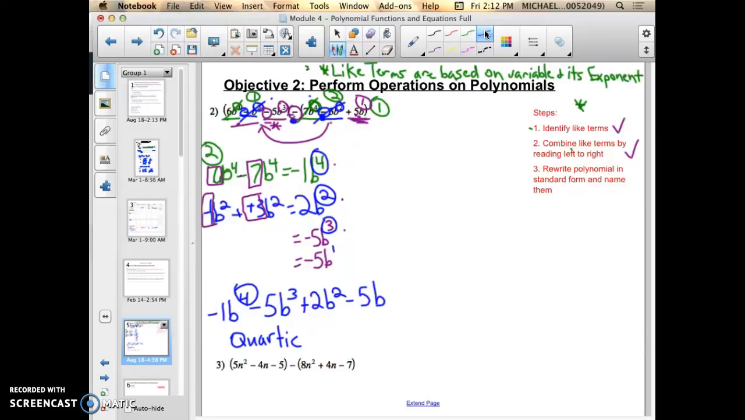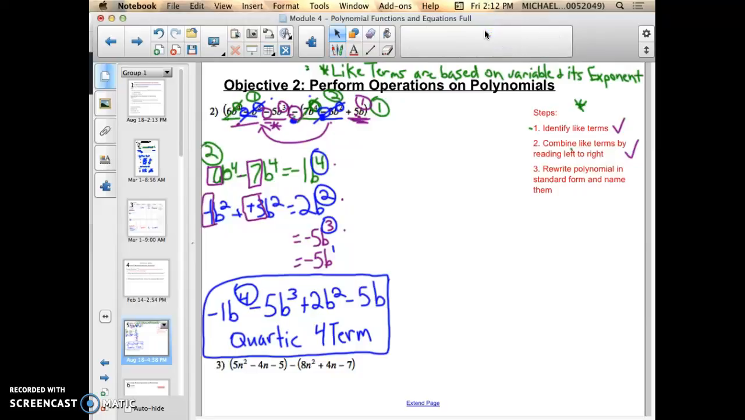If you don't remember that, you can refer back to Objective 1's practice work. And we didn't talk about this, and it's okay that we didn't, but there's 4 terms, and so I'm just going to call this a quartic 4-term polynomial. And I am done. At this point, please pause the video and do number 3 on your own. And then after that, I'm going to work out number 3 so you can check your work exactly like mine to make sure that you know that you're doing this the right way that you need to be doing to solve something like this correctly.